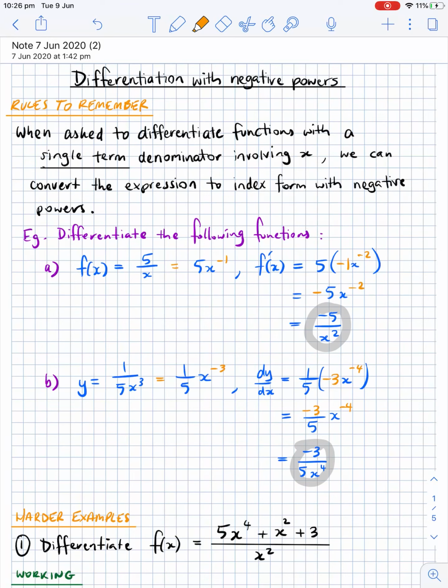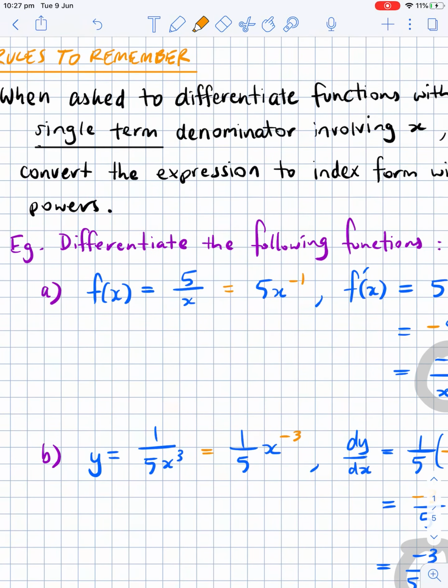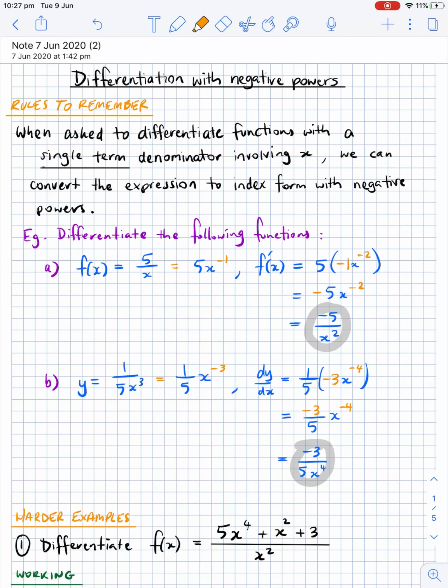So in previous lessons, we haven't dealt with when our x is on the denominator. And if we have a denominator which is a single term and it involves x, we can pretty much convert this x to no longer be a denominator, but just have some sort of negative power. And this is something that we're able to differentiate using the rules that we've learned so far. That's pretty much involving this power going out the front and this power going down by 1.